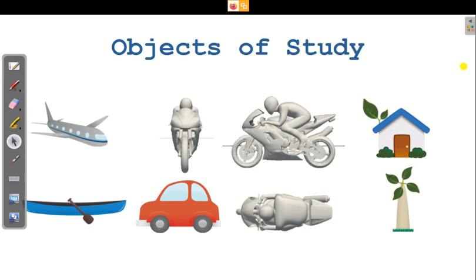So the first part is about the object of study. I have given typical examples. On this slide you might be seeing an airplane, three views of a bike, a particular building, a windmill, a car, and then a rowboat. Each object has its own dynamics. I have placed this slide like this because it tells you a particular meaning.